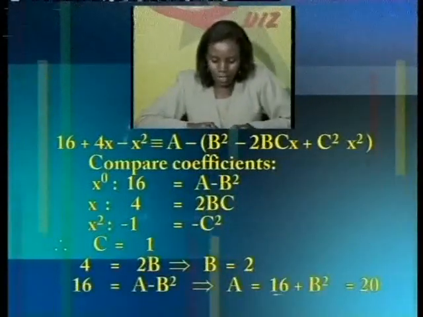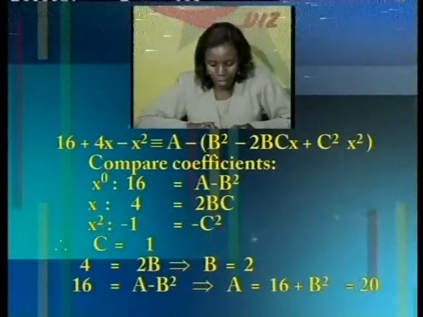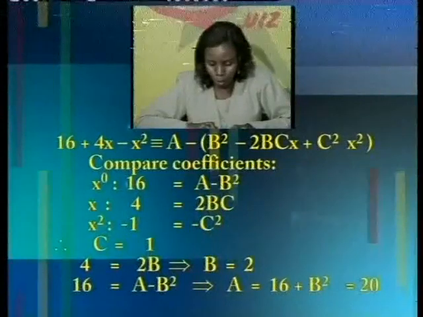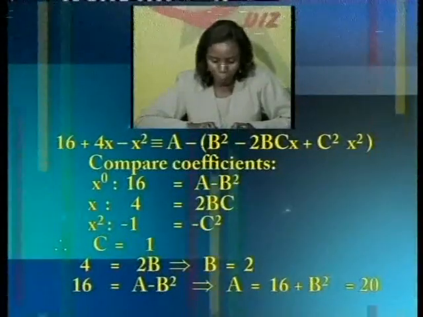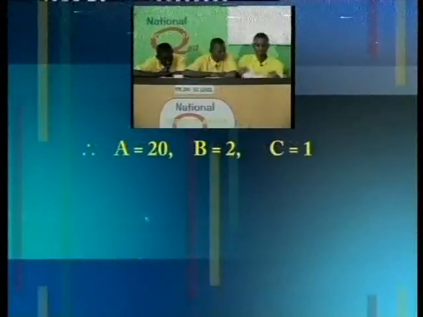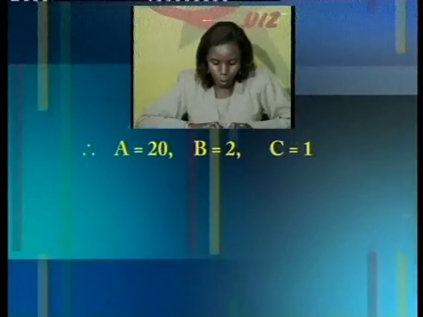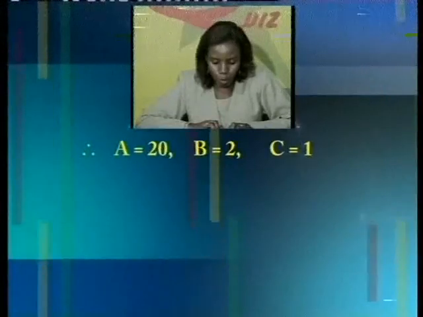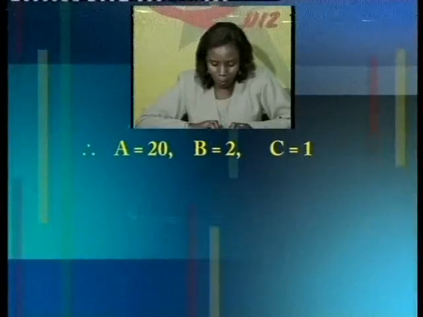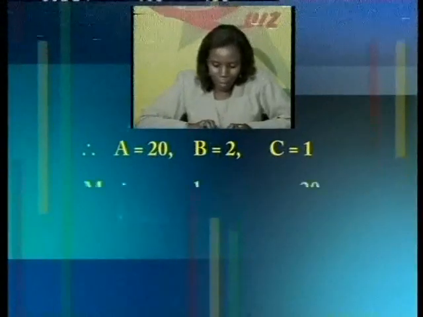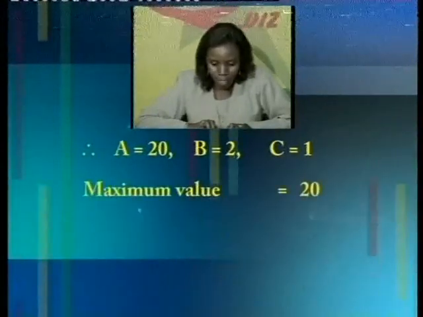Next, 16 is equal to a minus b squared, and so a is equal to 16 plus b squared, which is 20. From there, you can tell that a will have to be 20. So a is 20, b is 2, and c is 1. That's the first part. Next, to find the maximum value of the expression.